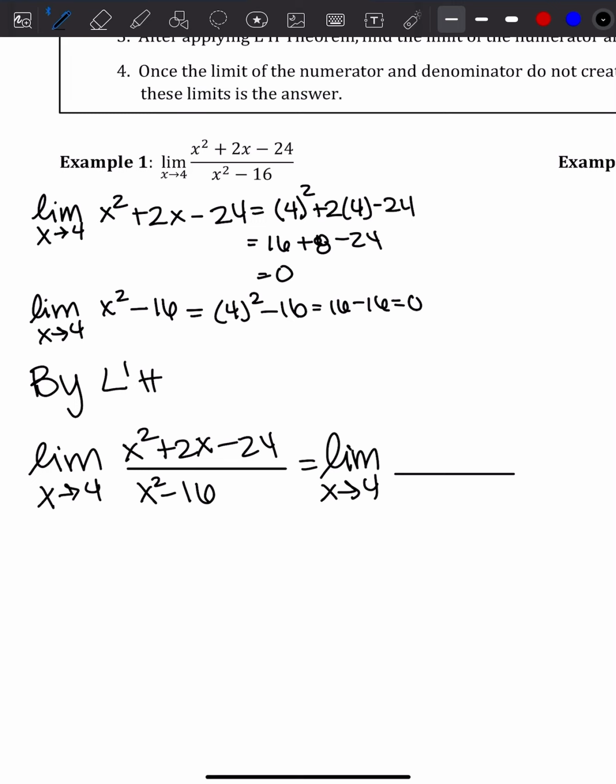So we took the derivative of the top and decided it was 2x. The derivative of 2x is 2. Derivative of 24 is 0. Derivative of x squared is 2x again. Minus 16 is 0. And then we're going to go ahead and plug it in.